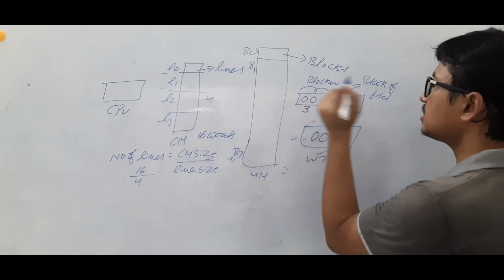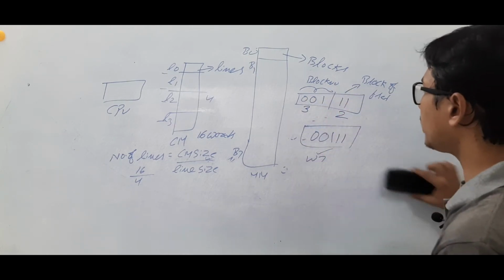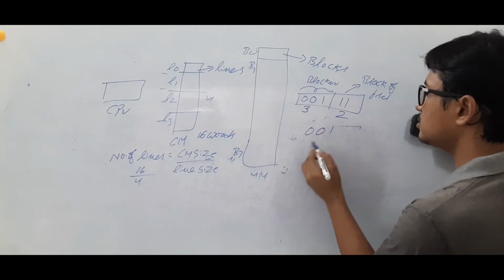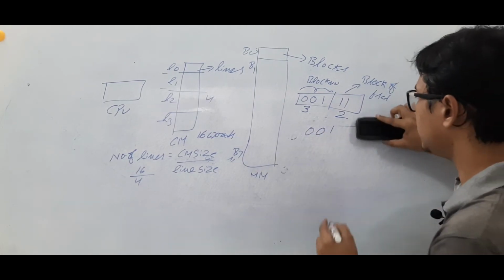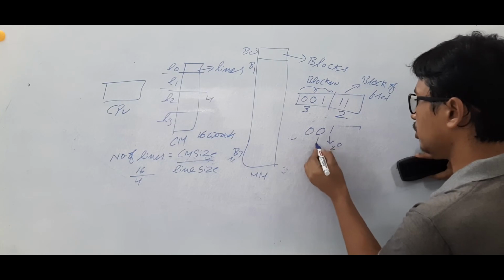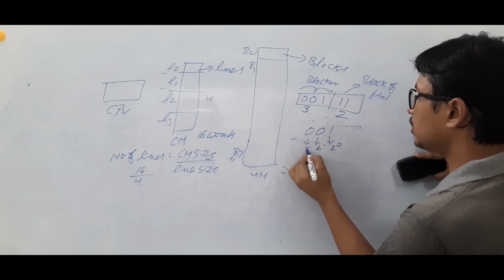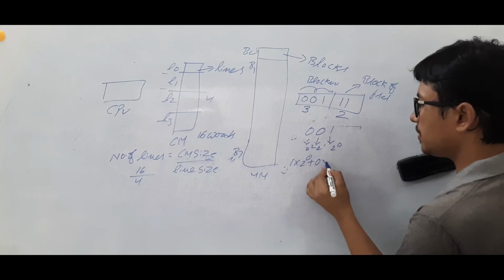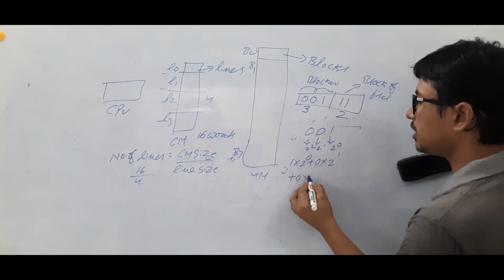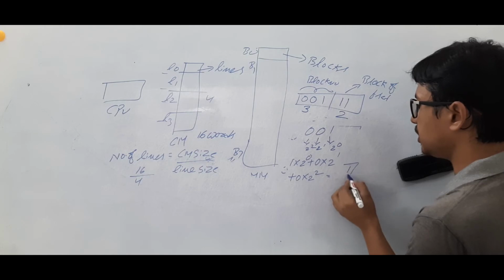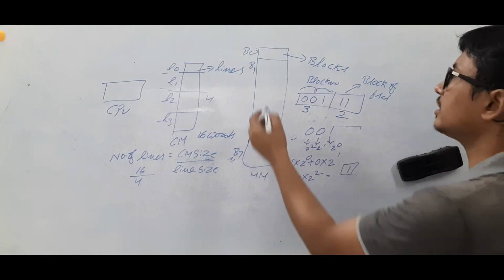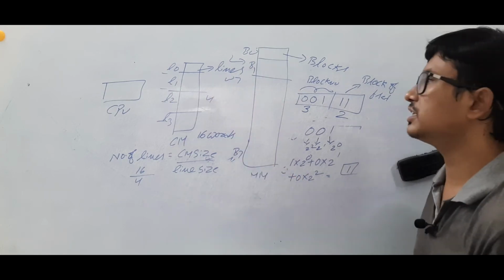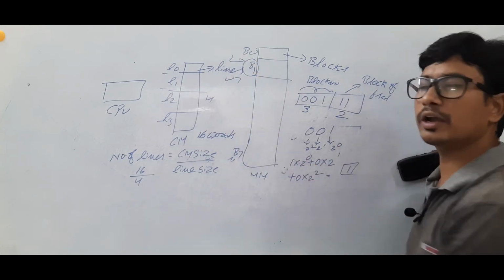Now, what is the block number saying? The block number is saying 001. What is 001 if you convert it into a decimal number? It is 2 power 0, 2 power 1, 2 power 2, which is nothing but 1 into 2 power 0 plus 0 into 2 power 1 plus 0 into 2 power 2, which is equal to 1. So it is saying block number 1. So the word number 7 you are searching for is there in block number 1.